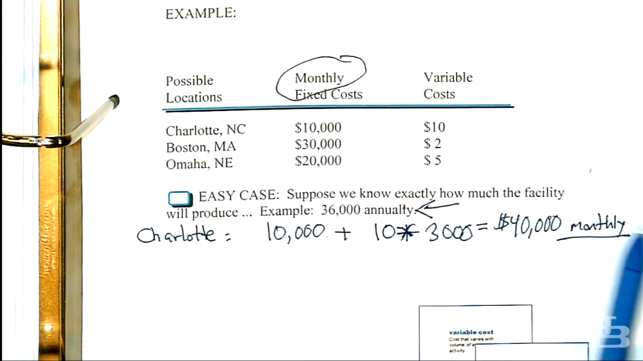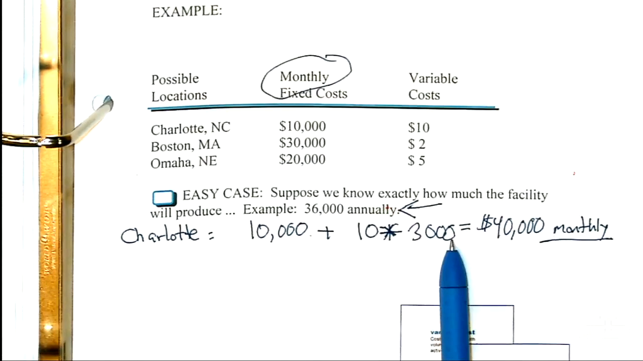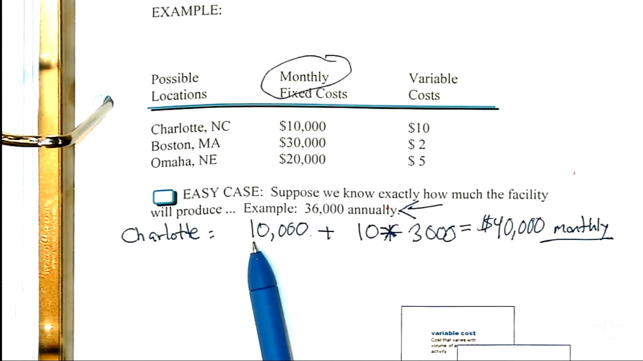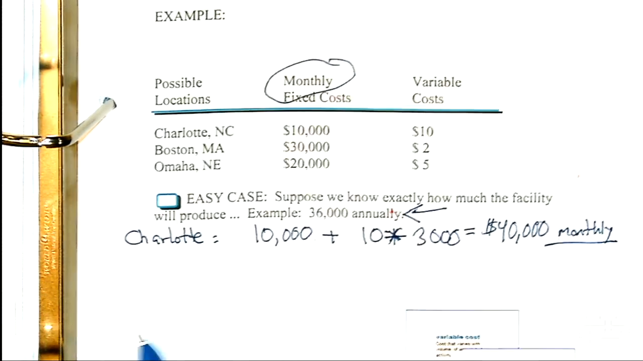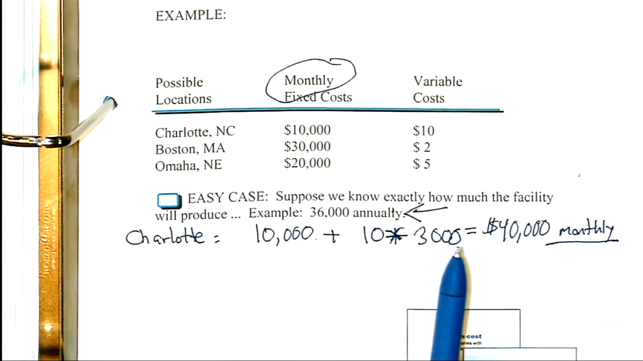We could do this over again and write 36,000 here, but I would not want to write 10,000 here, right? I would want the annual fixed cost of being in Charlotte. I would want to multiply that by 12. And then if we did that for all three of them, that would work too. We just don't want to mix them. So just be careful about that.